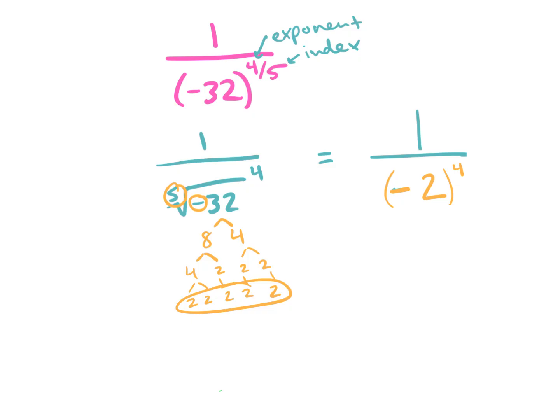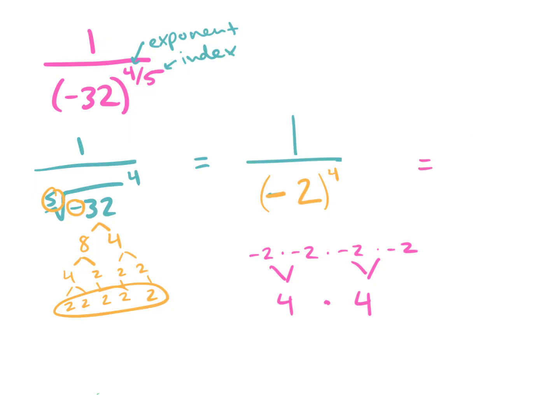So our last step, let's find what negative 2 to the 4th power is. So let's write it out. -2 times -2 times -2 times -2. What's -2 times -2? 4. And then -2 times -2? 4. 4 times 4? 16. Awesome. So this would be 1 over 16.